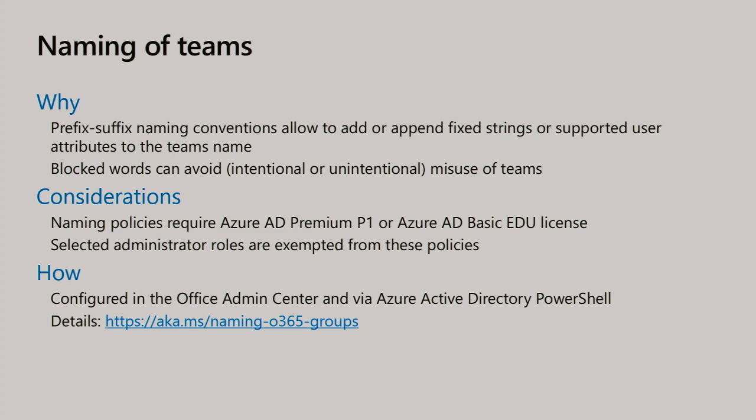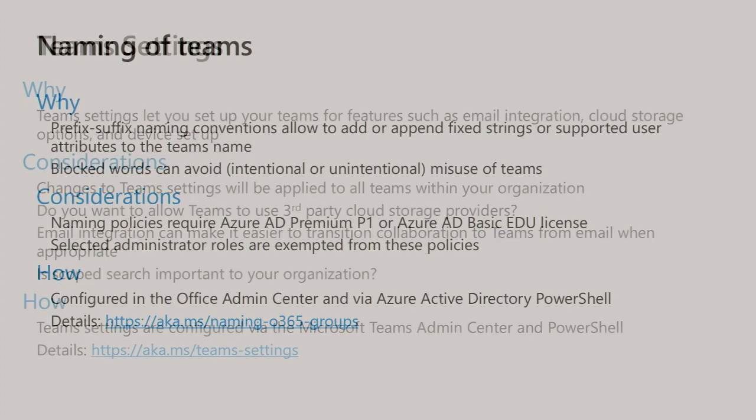As we talked about before, you can also standardize your naming in Teams by blocking words or adding prefixes and suffixes. As with the previous one, you want to make sure that you actually have the right licenses for this. It does require an Azure Premium P1 license. But it's something that is available to you if needed.